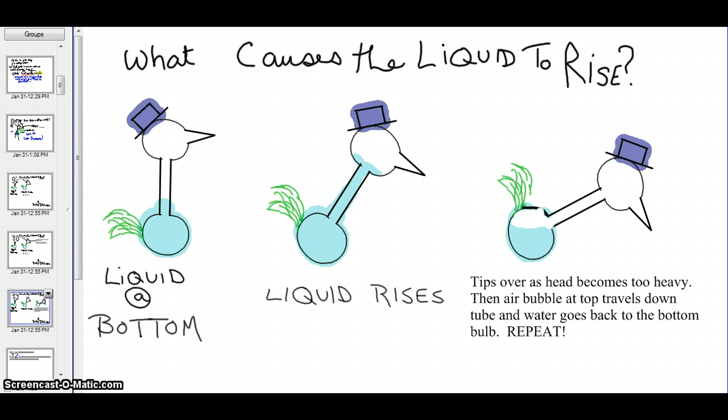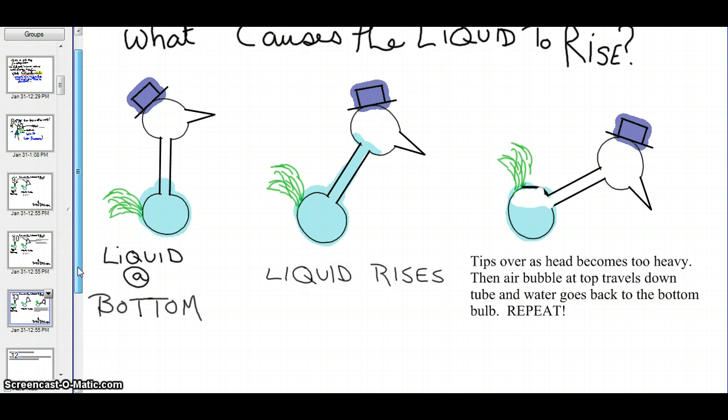Why does it tip? Oh, that's just a center of gravity thing. Gets too heavy up here. Got too much weight in his head. The center of gravity will shift and then the liquid will flow back down into the bottom of the bird, and then he'll right himself again, and the process begins over and over.